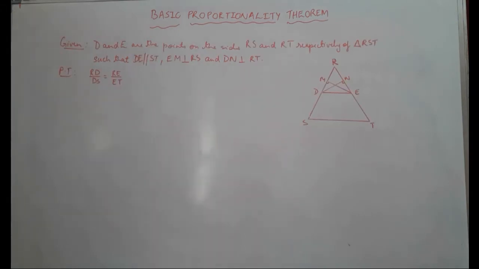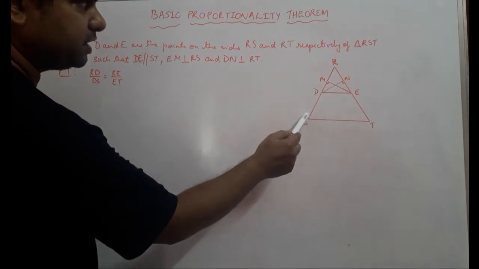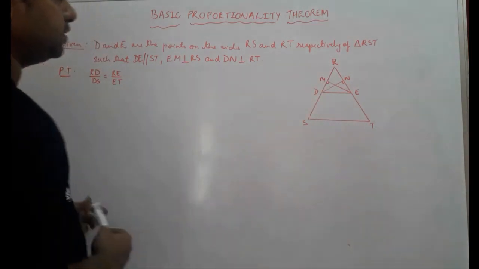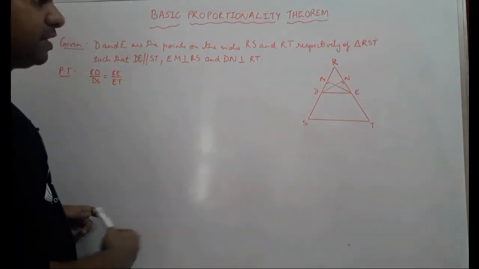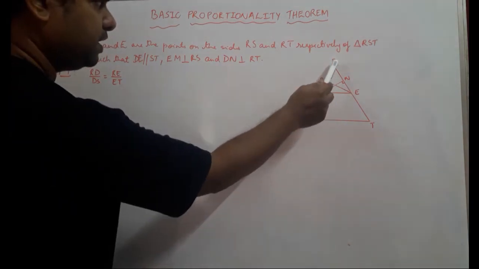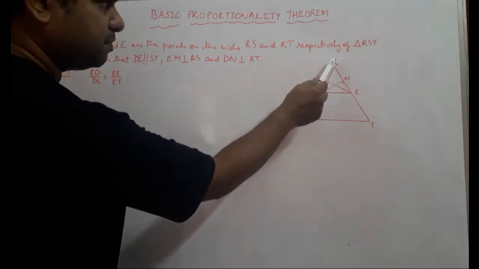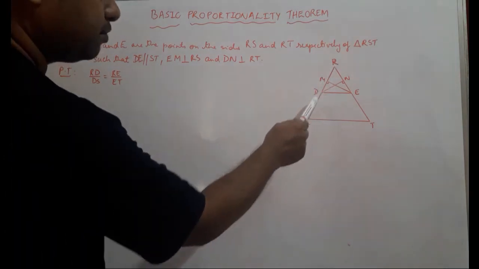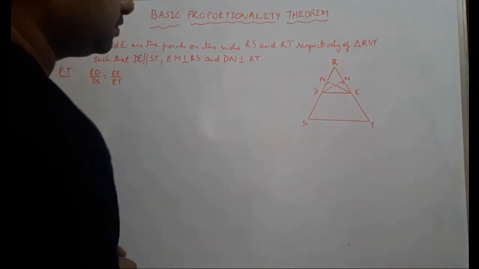Alright, so in this problem we are given that D and E are the points on the sides RS and RT respectively of triangle RST, such that DE is parallel to ST, EM is perpendicular to RS, DN is perpendicular to RT. We have to prove RD upon DS is equal to RE upon ET.